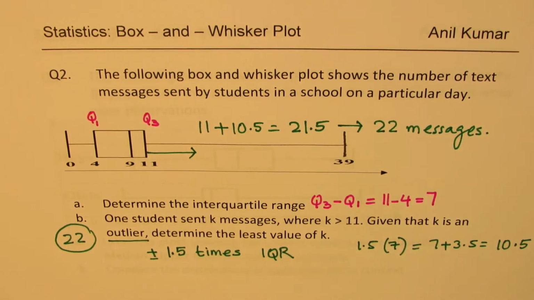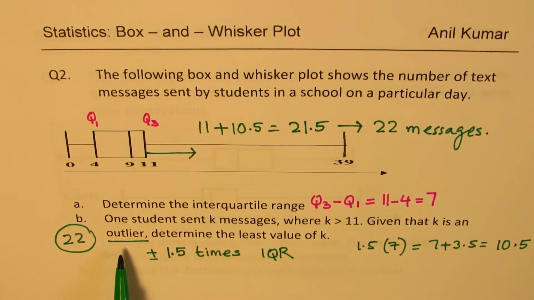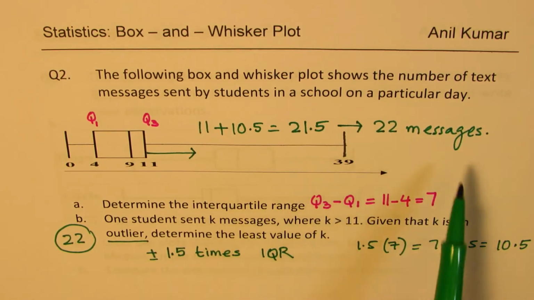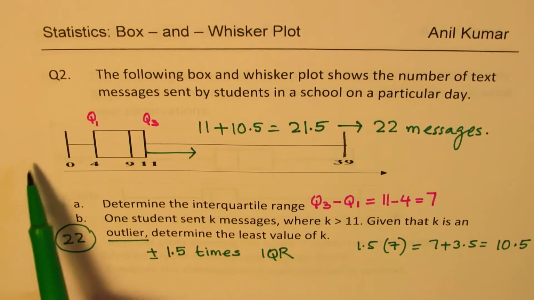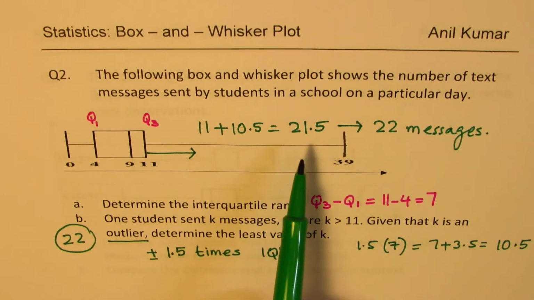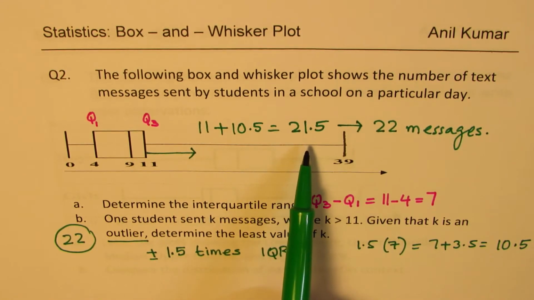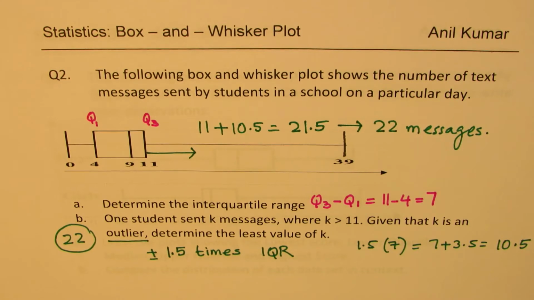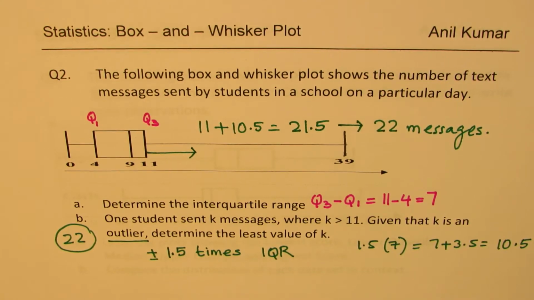Is that clear? So remember, an outlier is calculated as 1.5 times the interquartile range. So we could have outliers on the right side and even on the lower side, right? In this case, we were asking for k greater than 11, so it is on the right side, and the number of messages cannot be a fraction, so we round it to a higher number. Is that clear, right? Now, we have already covered very important aspects.